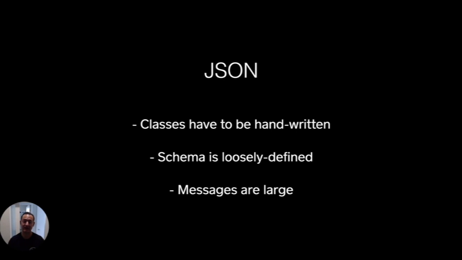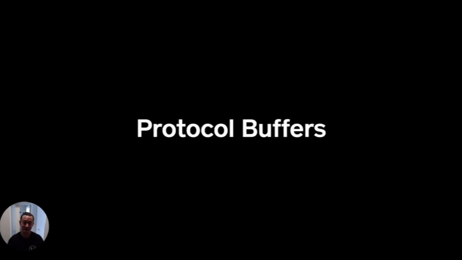And lastly, because JSON is text-based and because the schema is included in the message itself, JSON messages tend to be relatively large. So an alternative serialization format proposed by Google is called protocol buffers. The short form for protocol buffers is actually Protobuf. We'll be using those interchangeably.